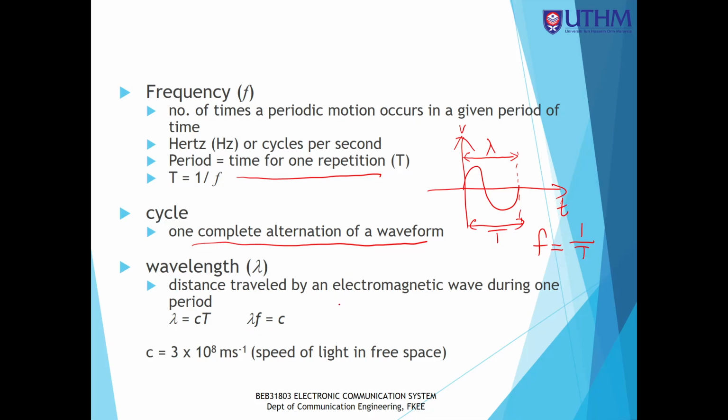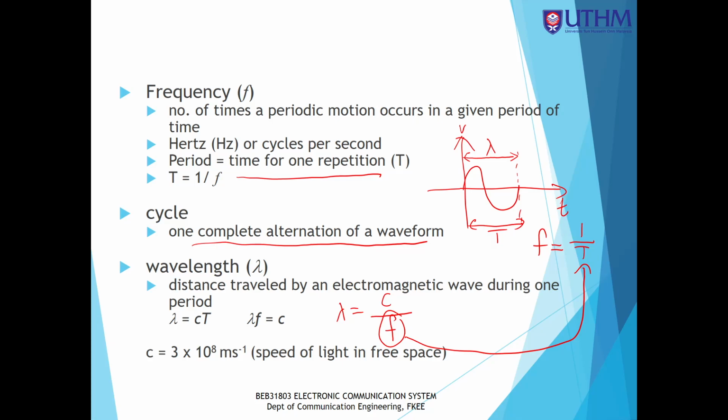So lambda is equal to c, the speed of light, kelajuan cahaya, divided by the frequency. Frequency, what frequency is this? This is the frequency of the wave. Ini adalah frequency gelombang. So this frequency is this one, the frequency.